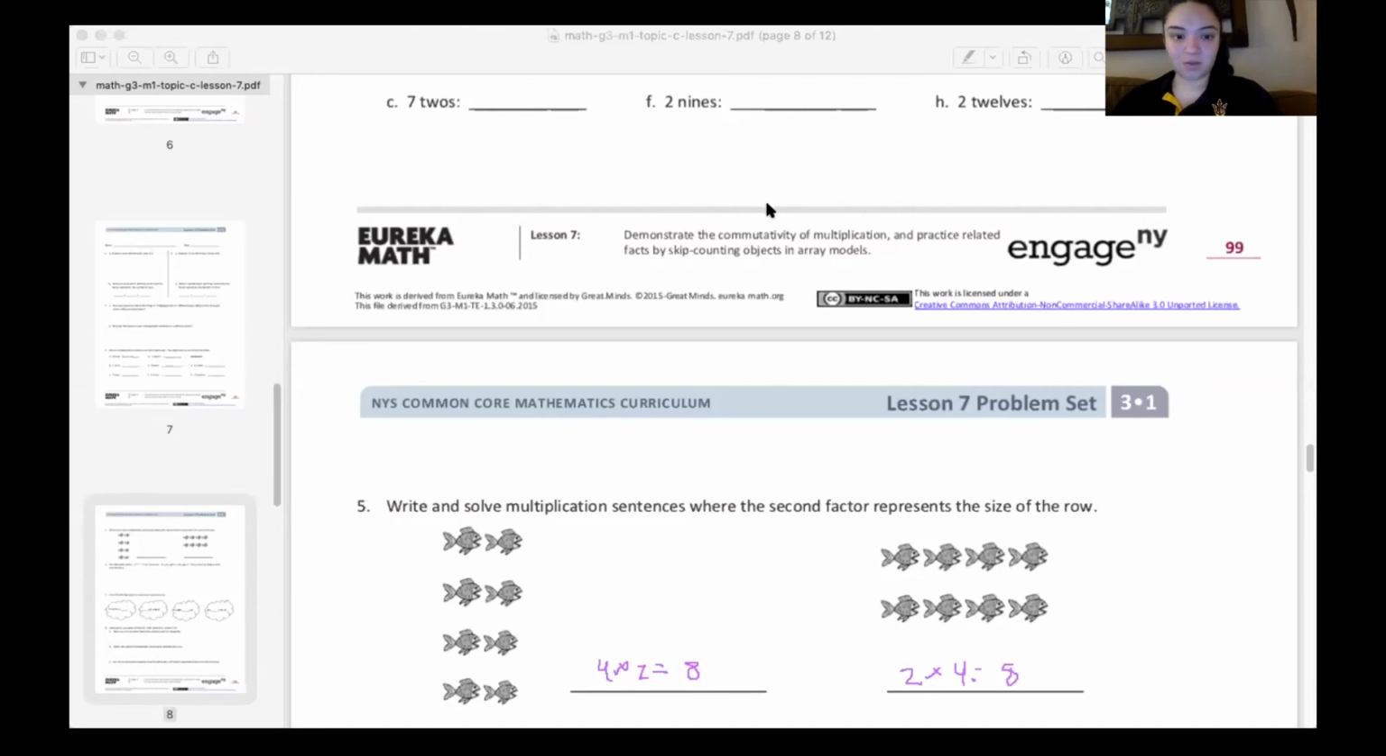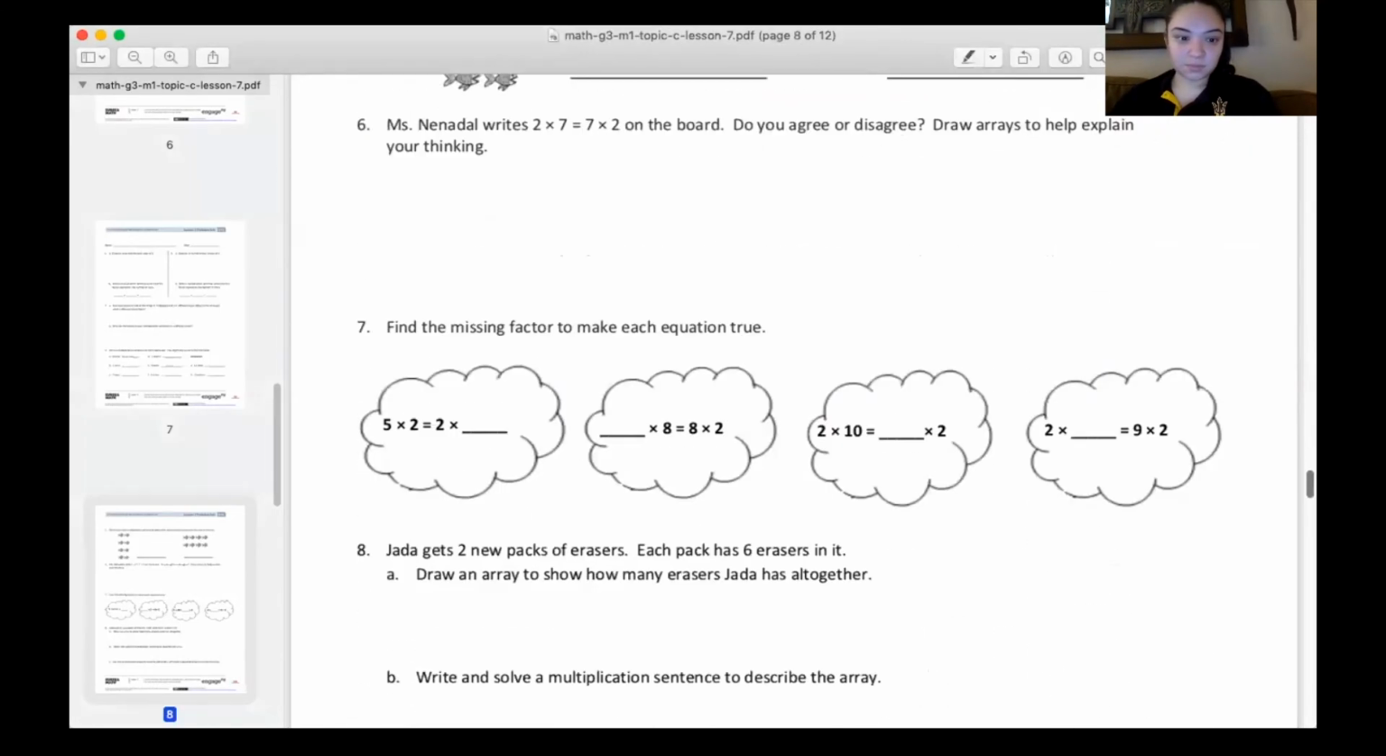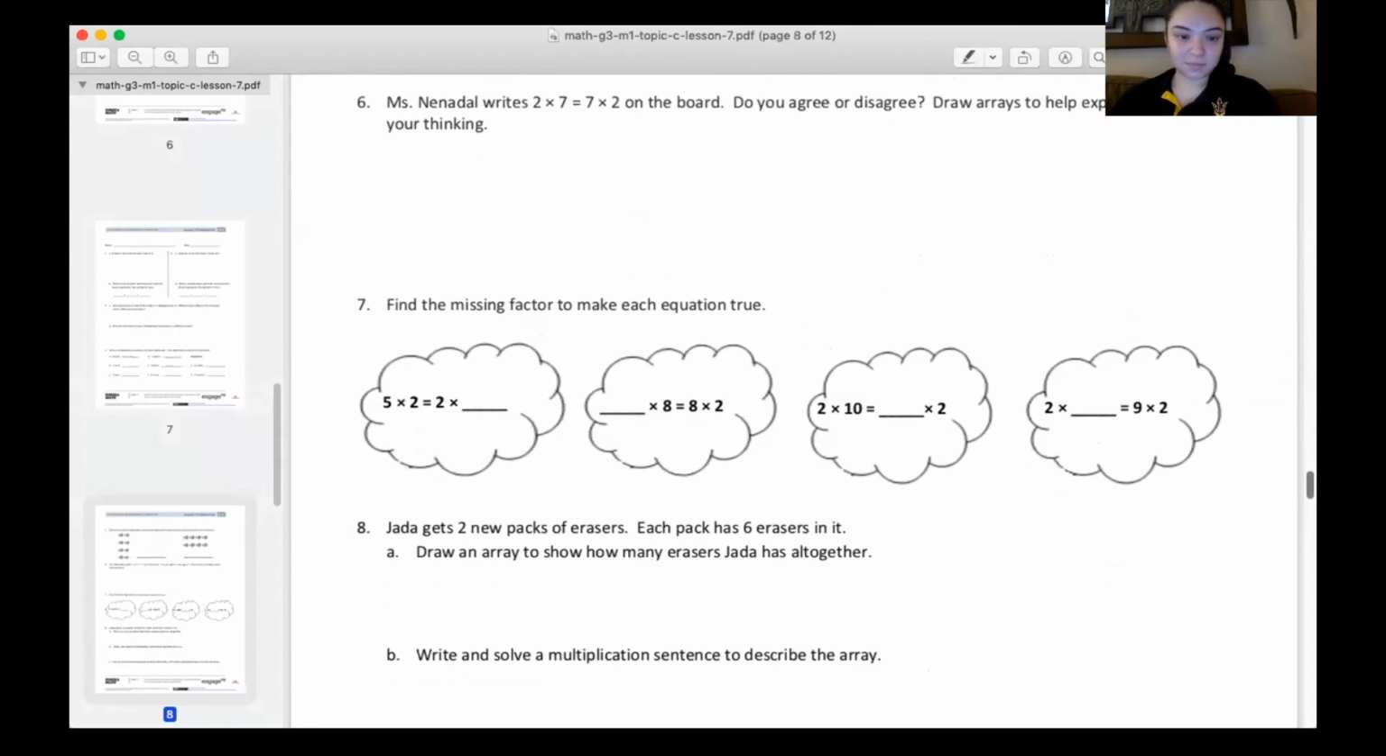All right, I'm going to scroll down to number 7. We're going to do 7 and 8. So 5 times 2 is the same thing as 2 times 5. So we're going to do the rest of these little clouds, and we're just making the sentence true. So like for this one, 5 times 2 is equal to 2 times 5. We're just using the commutative property to make them true.